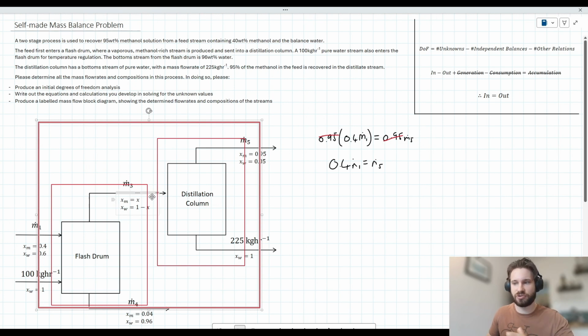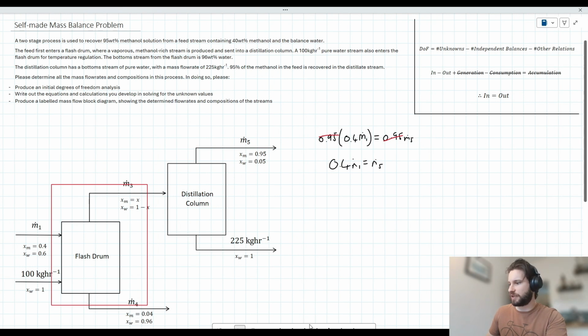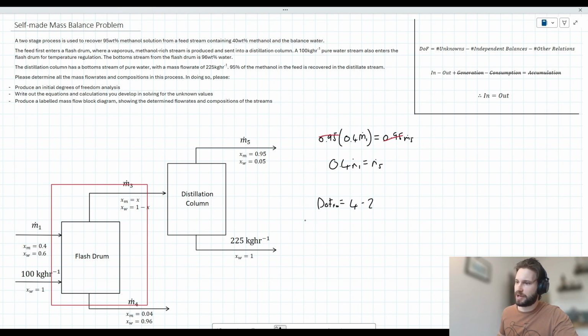We're only considering the streams that are entering or leaving the bounds that we're drawing here, these red bounds. Let's start with our flash drum then. Degrees of freedom on our flash drum is equal to the number of unknowns minus independent balances minus other relations. So how many unknowns do we have? We've got M1, M3, X, and M4. That's 4 unknowns, minus 2 independent balances, one for the methanol, one for the water. And we don't have any other relations to consider here, so we've got 2 degrees of freedom on our flash drum.